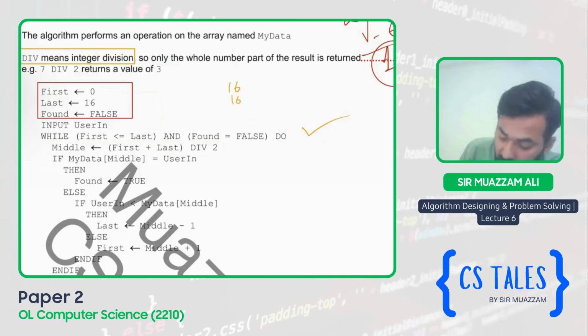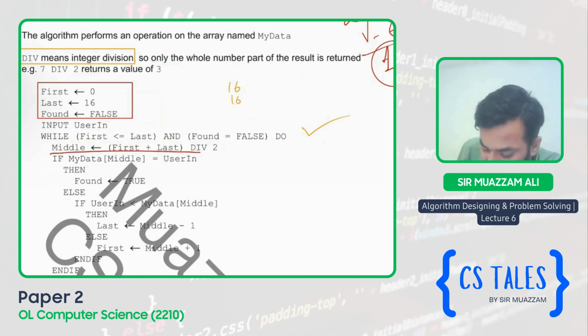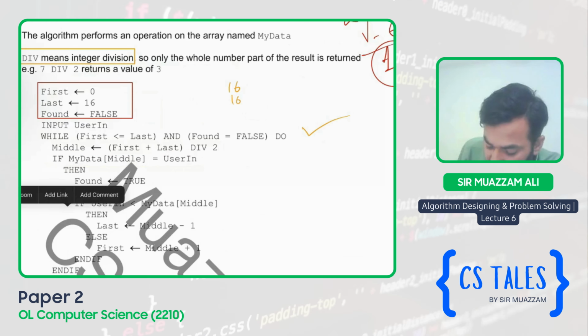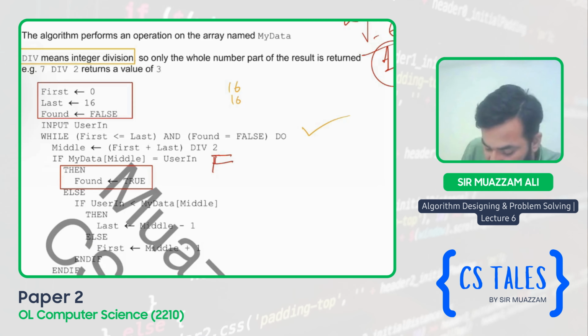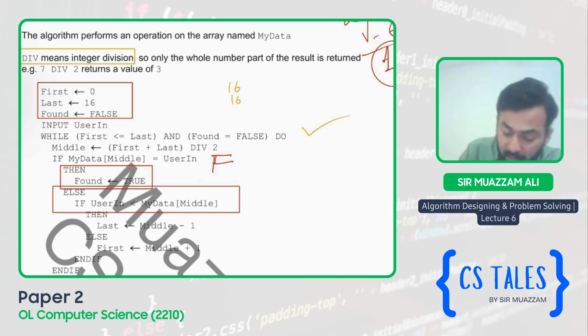Okay, then it is saying that if my data middle is equal to the user in, if this condition is true, then this part will be executed. Otherwise, if this condition is false, this part will be executed. Okay, let's check.